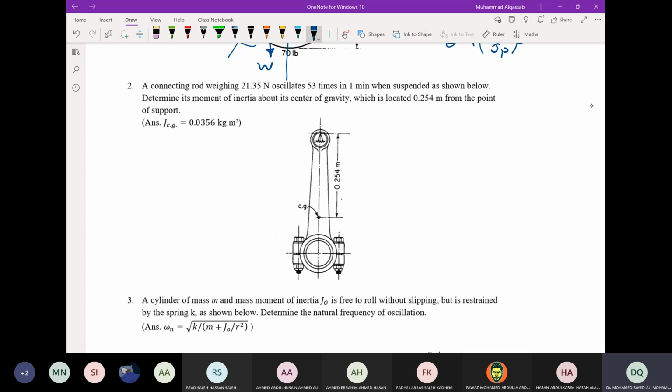So if it is supported at this point P, a connecting rod weighing 21.37 Newton oscillates 53 times in 1 minute. So this is the observation. When suspended as shown, determine its moment of inertia about its center of gravity, which is located 0.254 meter from the point of the support. Okay, so the distance here is given 0.254 from the pivot to the center of gravity. So if you call this point O, then the question is to find JCG or JO.